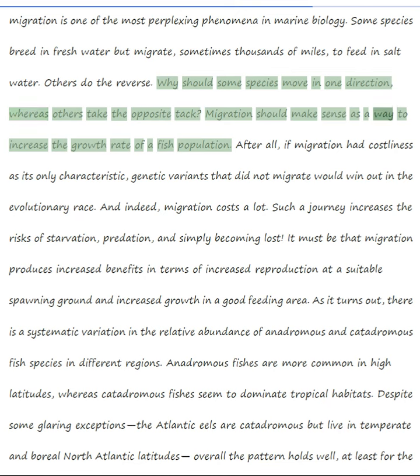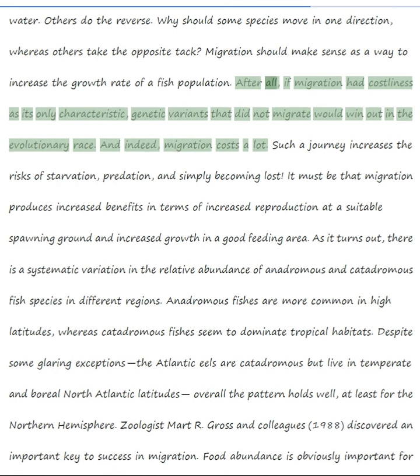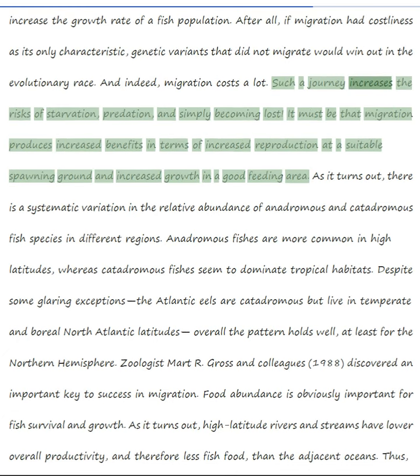Migration should make sense as a way to increase the growth rate of a fish population. After all, if migration had costliness as its only characteristic, genetic variants that did not migrate would win out in the evolutionary race. And indeed, migration costs a lot. Such a journey increases the risks of starvation, predation, and simply becoming lost. It must be that migration produces increased benefits in terms of increased reproduction at a suitable spawning ground and increased growth in a good feeding area.